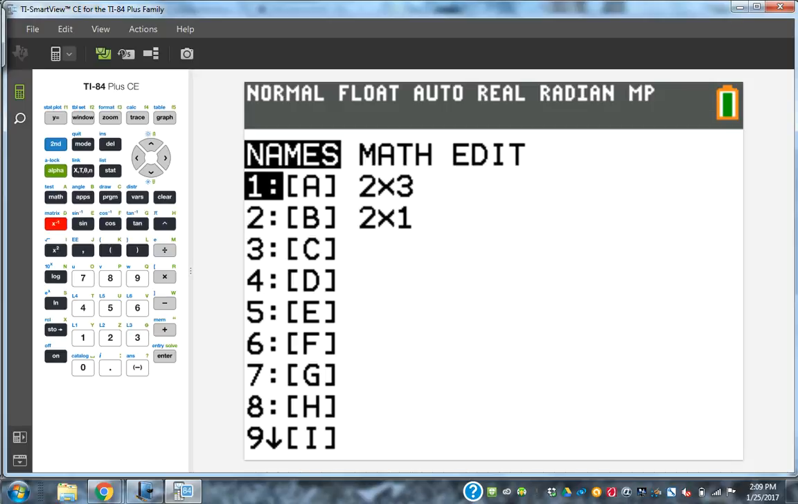And you should get to this kind of page. You may have stuff here, you may not, depending on who's got your calculator. Second, and then X to the negative 1 power. That's the matrix menu. Now, what we want to do is edit the matrices that are in there. So we want to edit matrix A. So we need to press the right arrow key until we get to the edit menu.